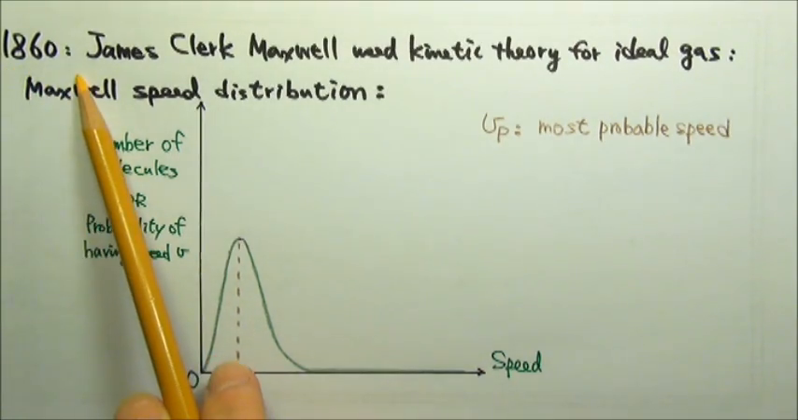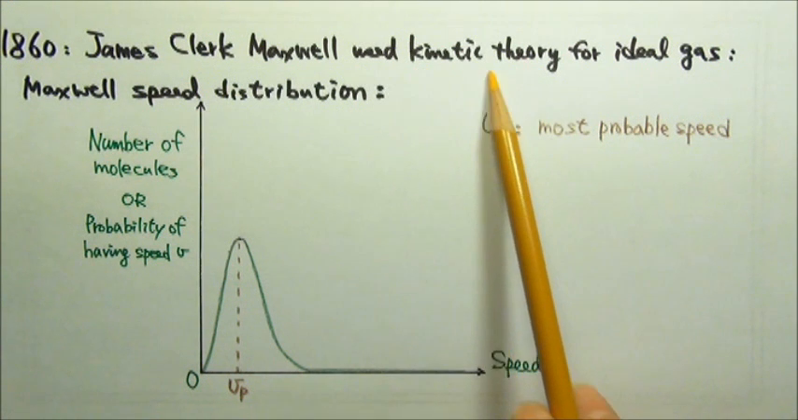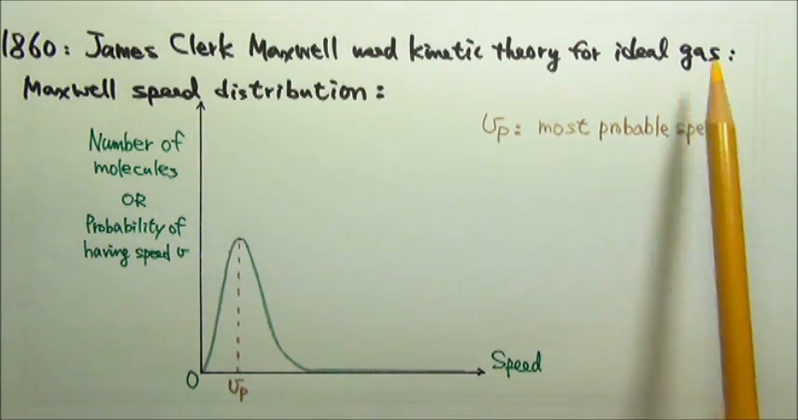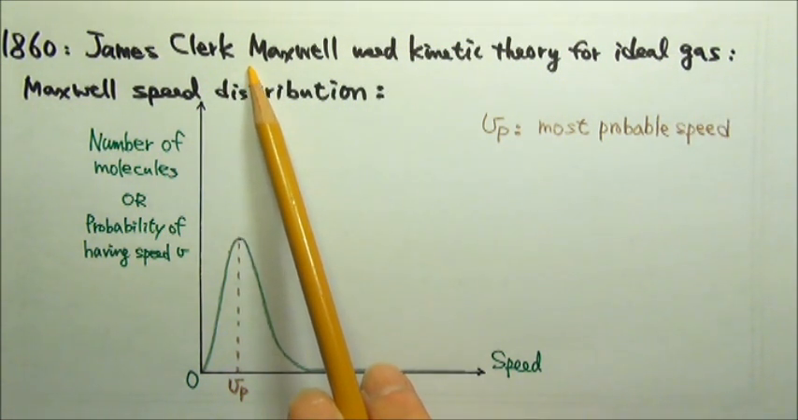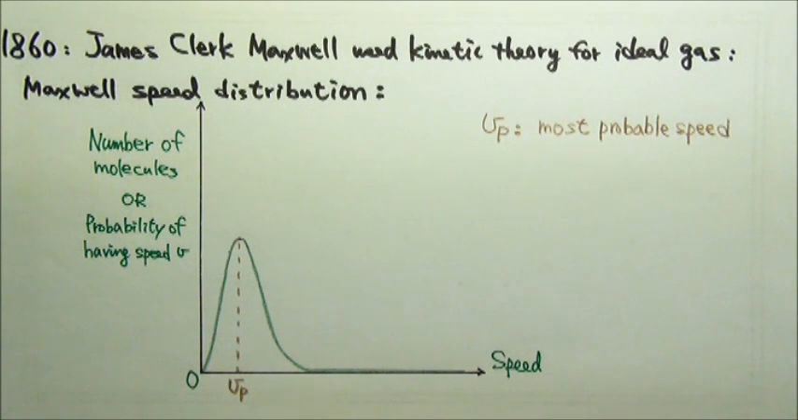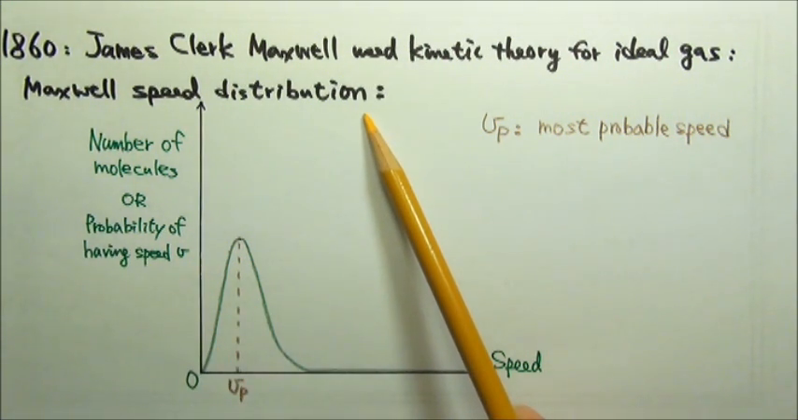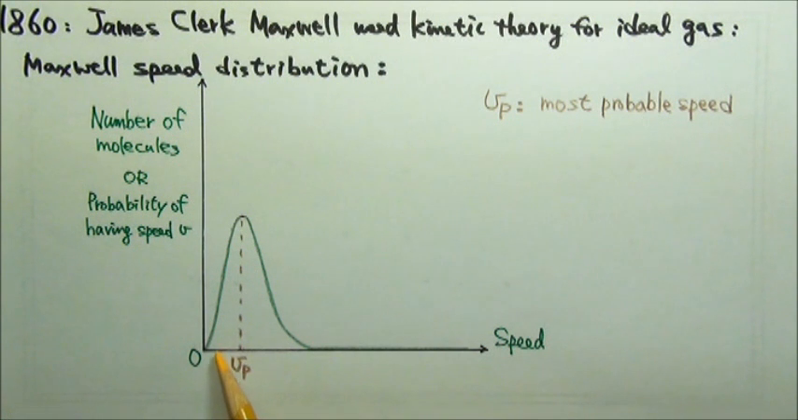In 1860, using kinetic theory for ideal gas, James Clerk Maxwell predicted that at a certain temperature, the elastic collisions of molecules produce a very specific distribution of speeds called the Maxwell speed distribution. The distribution is shaped like this.